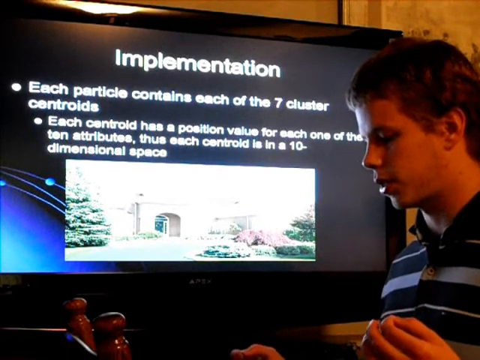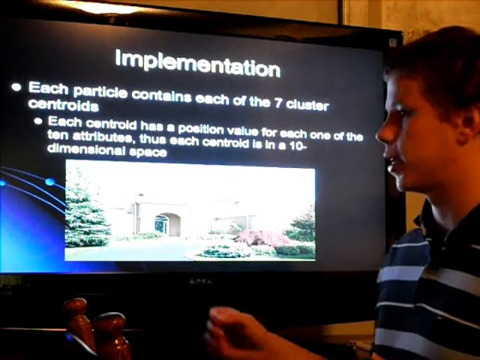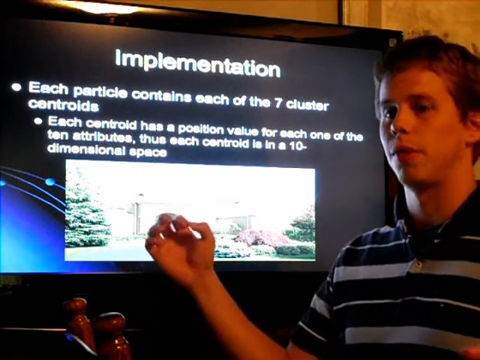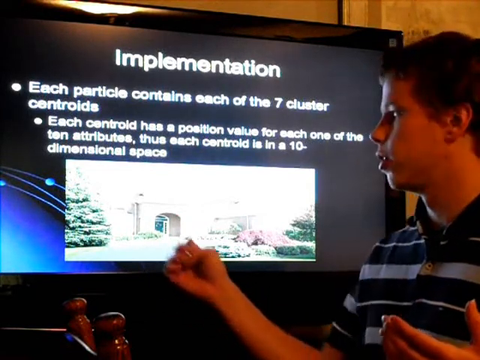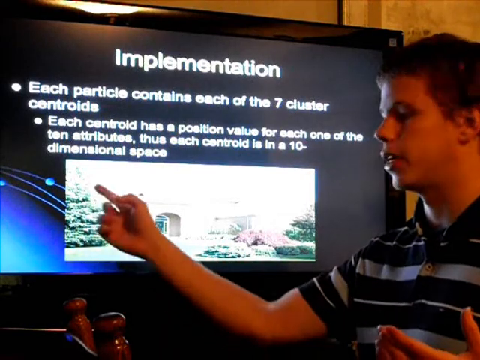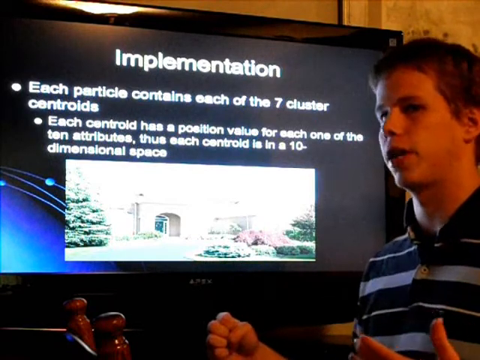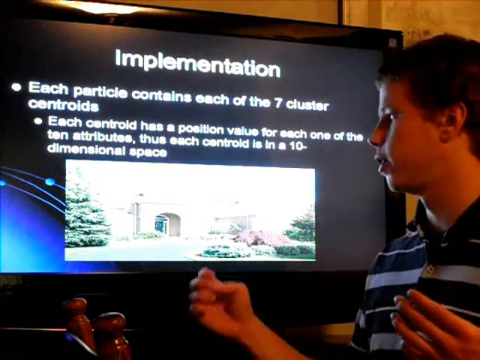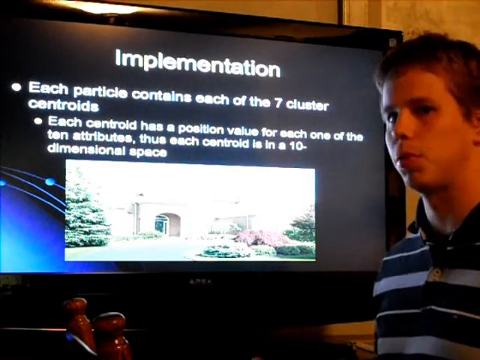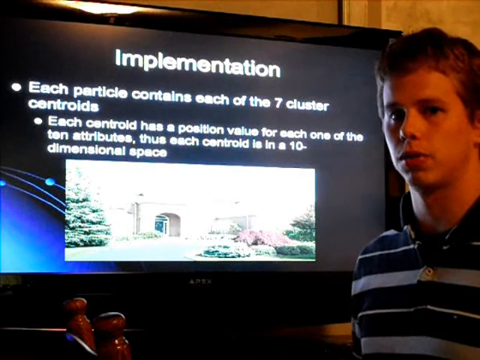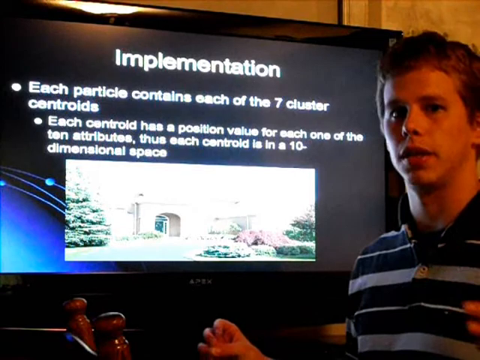Each centroid has a position value for each one of the 10 attributes, as I said before. So it's in a 10-dimensional space. So a centroid might be placed around where the green values are really high and intense. So all this grass and the tree here would all get assigned to that cluster centroid. And then it might put another cluster centroid where the red values are really intense and there's a lot of red, excess red, and that's where all these bricks would get assigned to. So that's how you kind of implement the PSOQI and use the particles to segment this image. You make cluster centroids that these points in the image would get assigned to.